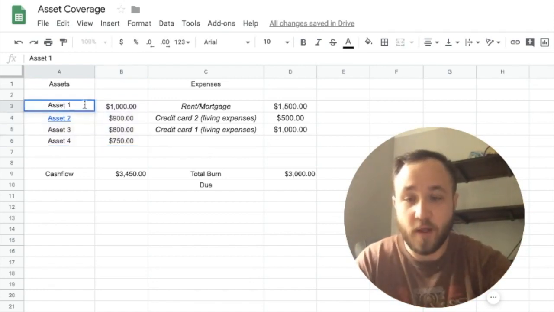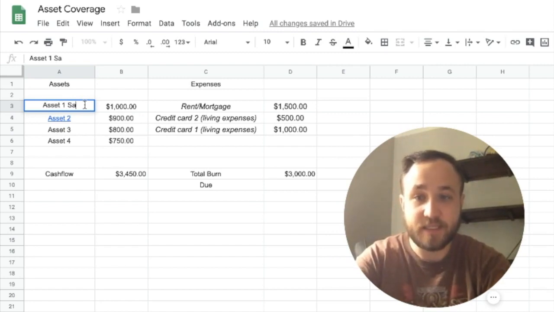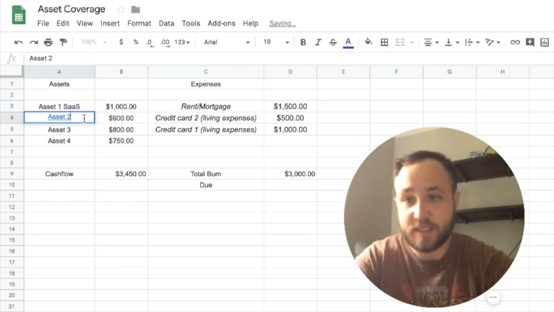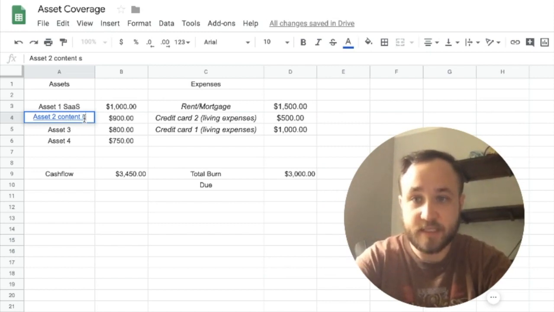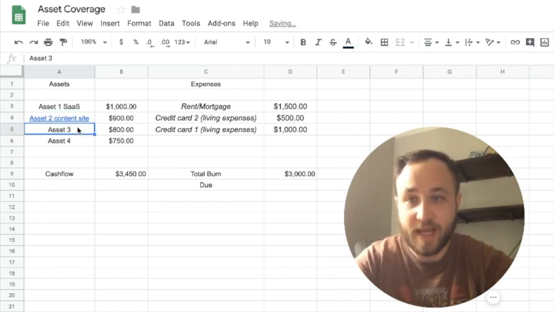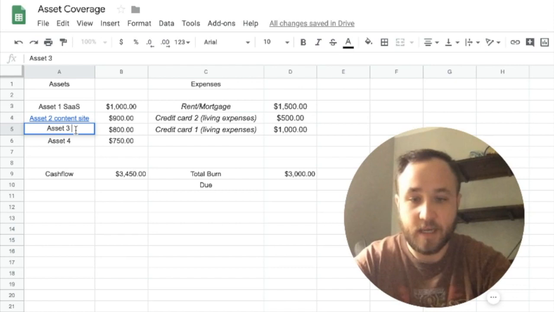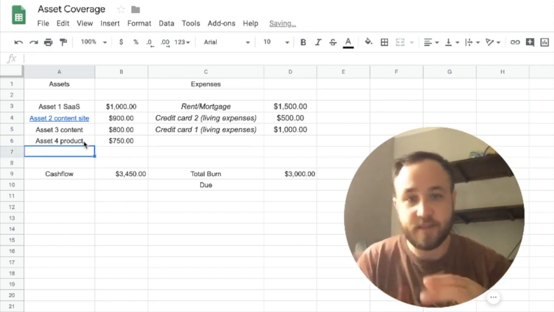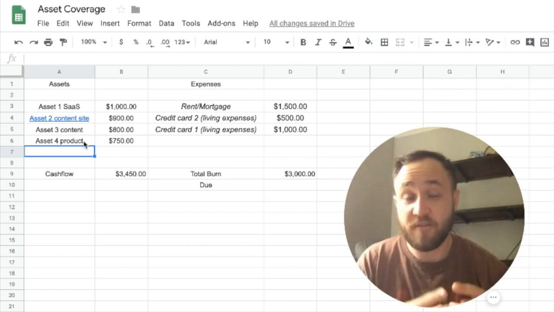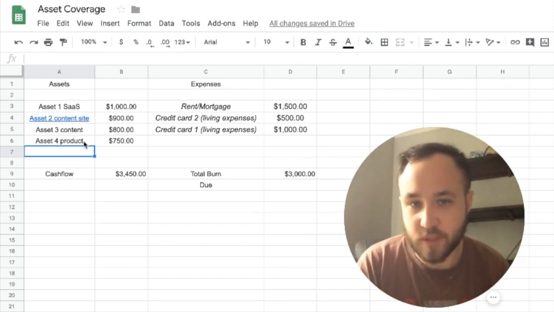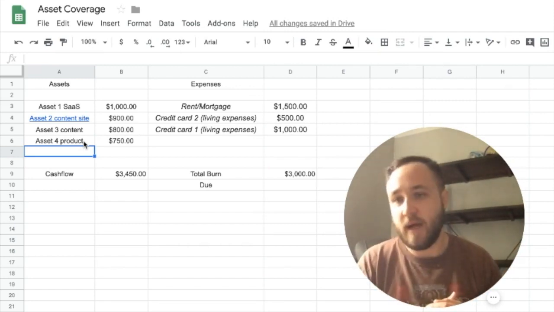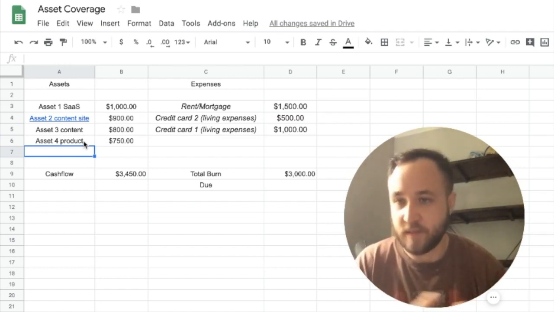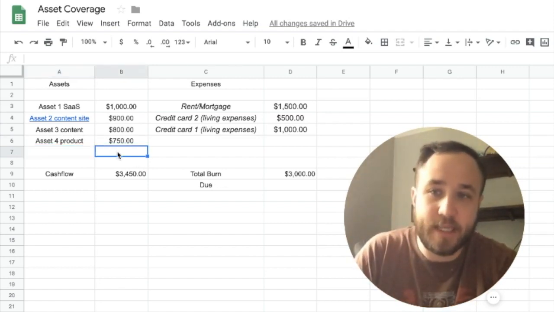Let's say asset one is a SaaS business. Let's say asset two is a content site. Let's say asset three is another content site. And then let's say asset four is like a product where people actually just come to it, very similar to a SaaS, but they're just using it one-off. They're paying like a lifetime subscription or something like that to use a course or use a product of some kind. So let's say that's the breakdown.